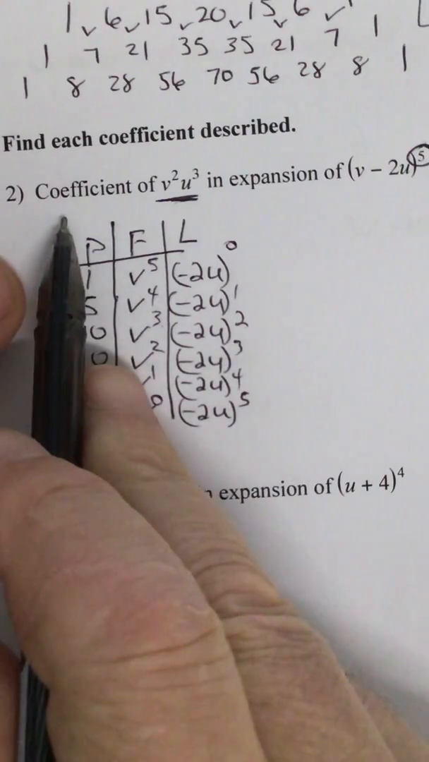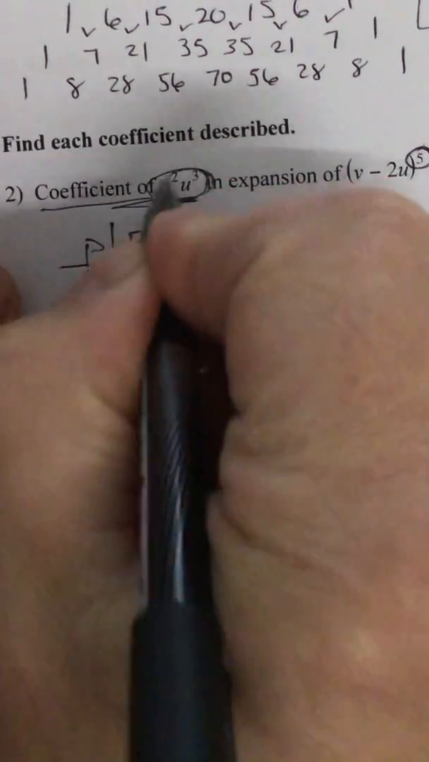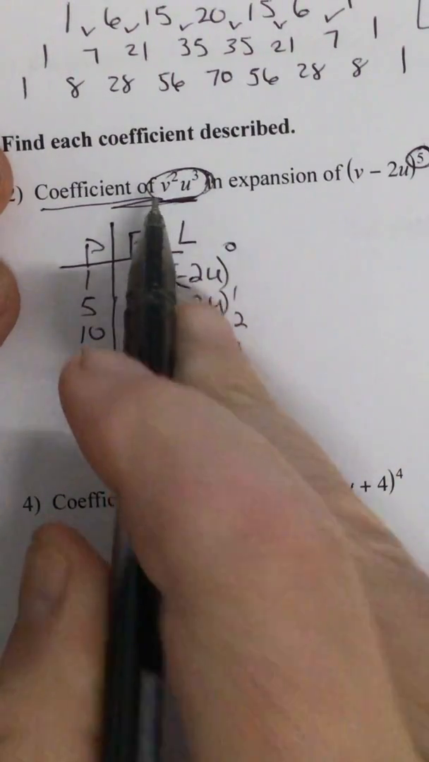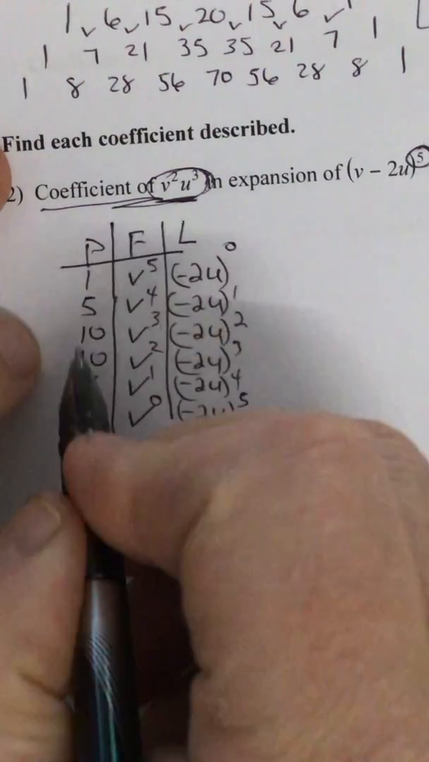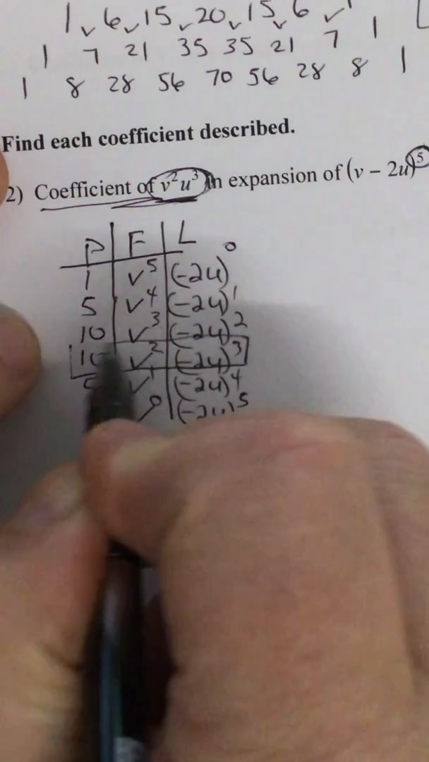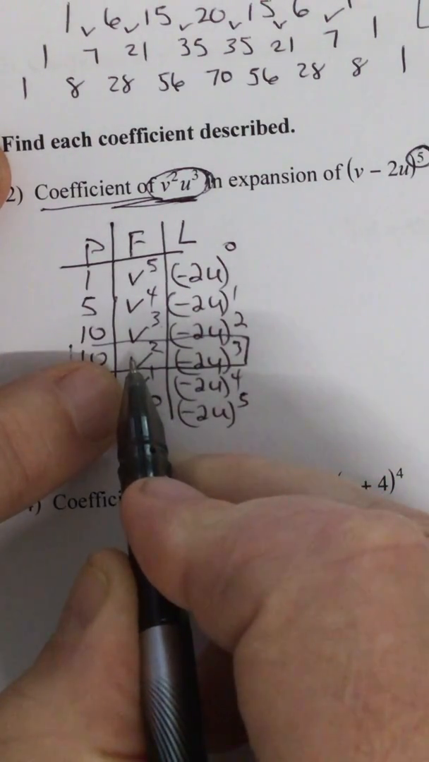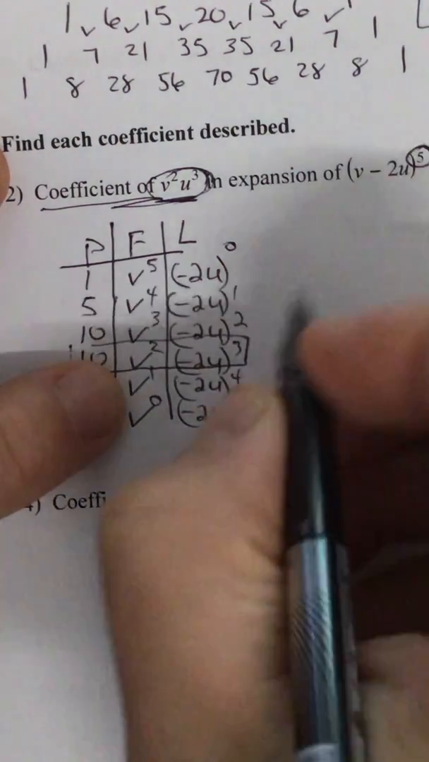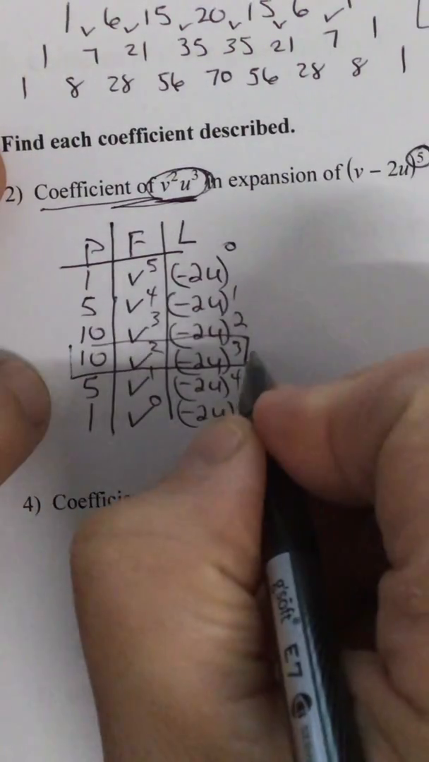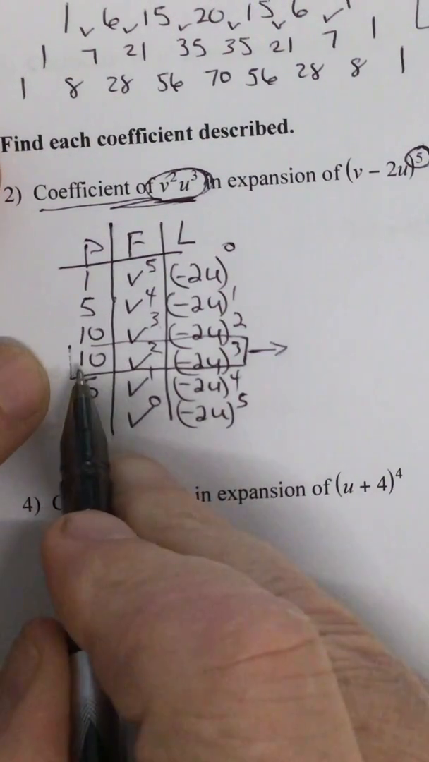Now, this particular problem doesn't want us to write out the whole thing. They just want to know the coefficient of this term, the v2u3 term. Well, can you see it's this one right here? This is going to turn out to have a v2u3 in it. They just want to know the coefficient in front of that one. So this one is 10.